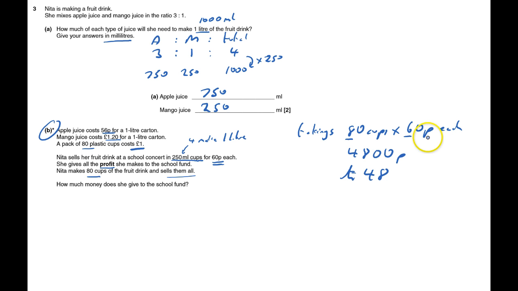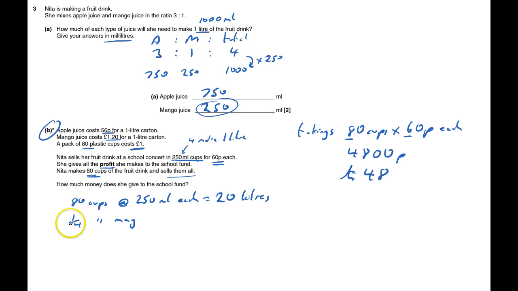Now I need to see what the costs are. She does 4 of the cups, 4 of these make a litre. She sells 80, so 80 cups at 250 millilitres each means that there must be 20 litres, because 4 of them make a litre, so therefore 4 20s make 80. We know that 250 millilitres is mango, so a quarter is mango, which equals 5 litres of mango at £1.20. 5 times 1 is 5, 5 times 20p is another pound. So that's £6.